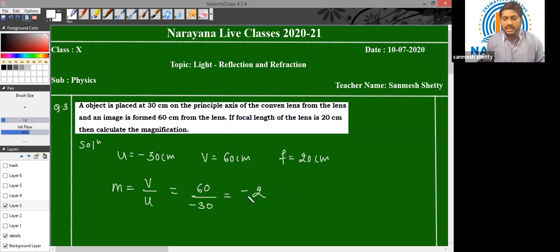It has no units. It is just a number. Okay, so magnification is equal to minus 2. So as you can see, the image will be inverted in this case. It is a real image and formed on the other side of the lens. All these qualities of the images we can figure out. I hope the point is clear, children.